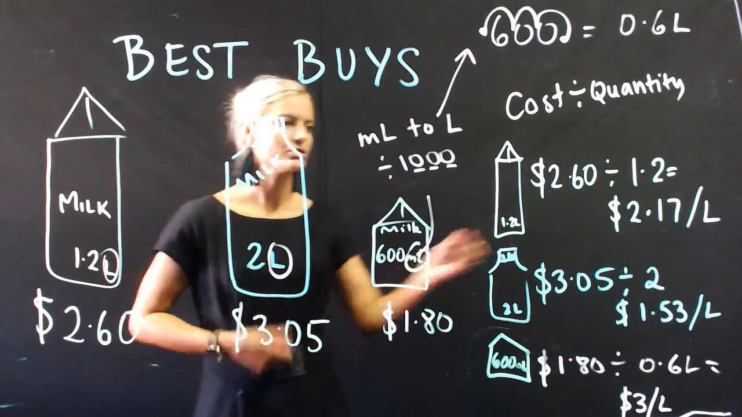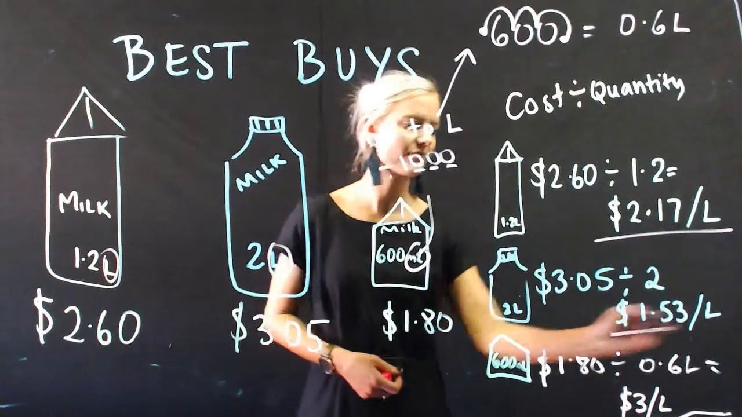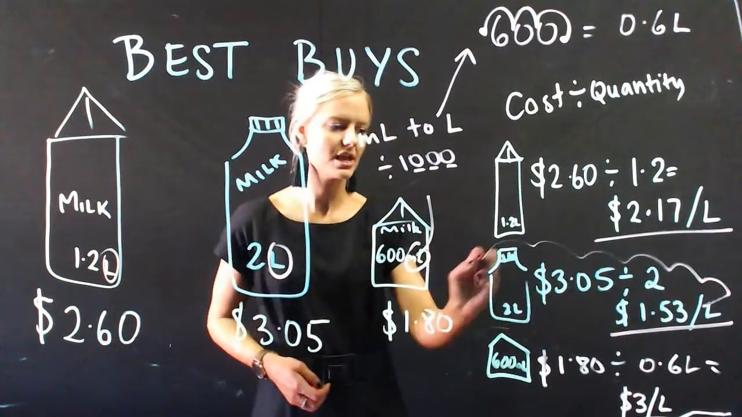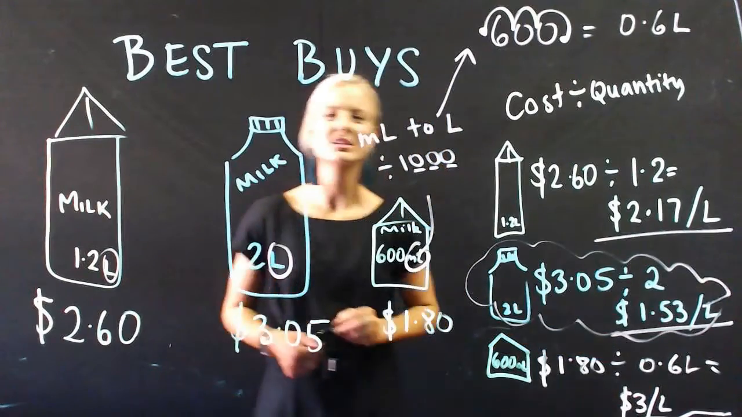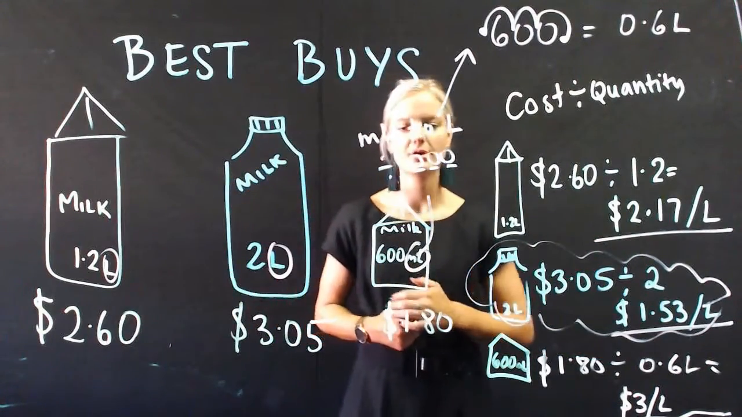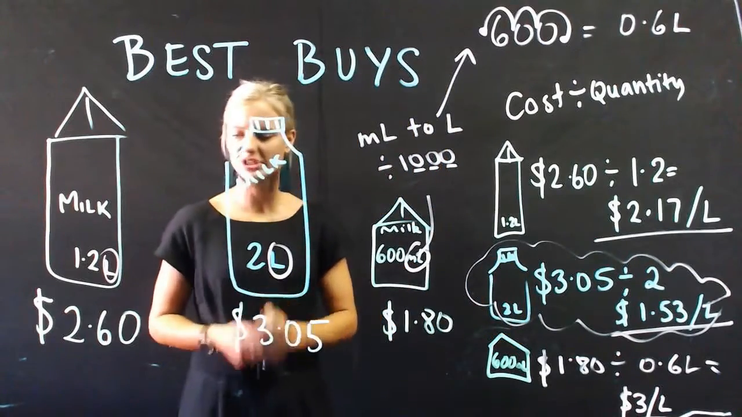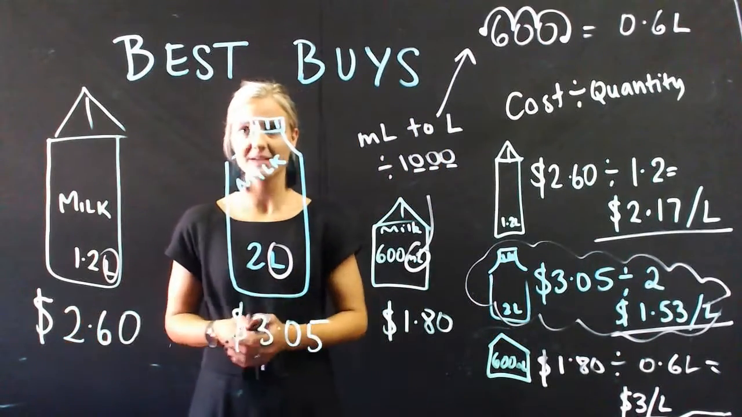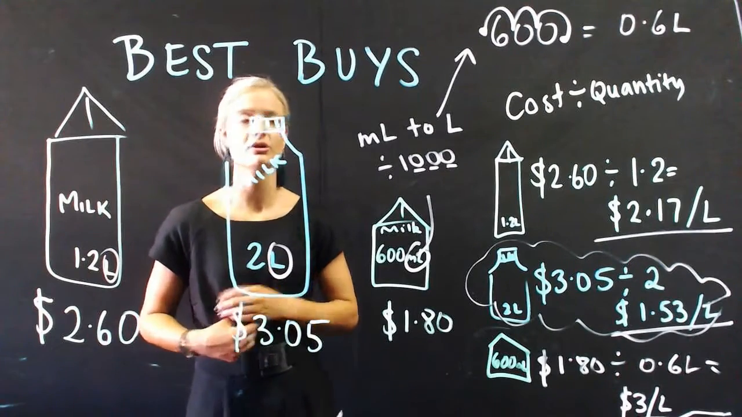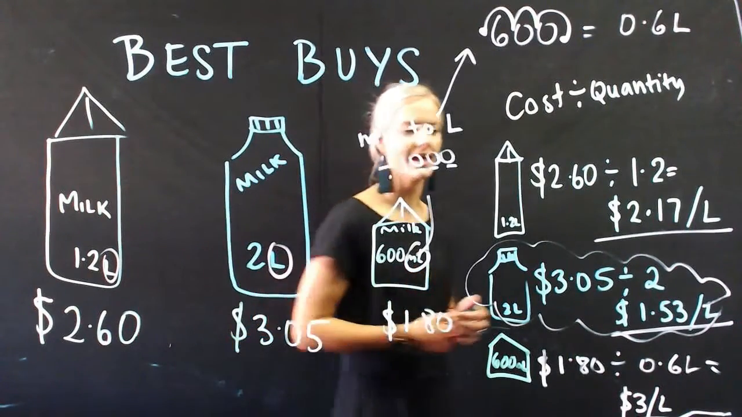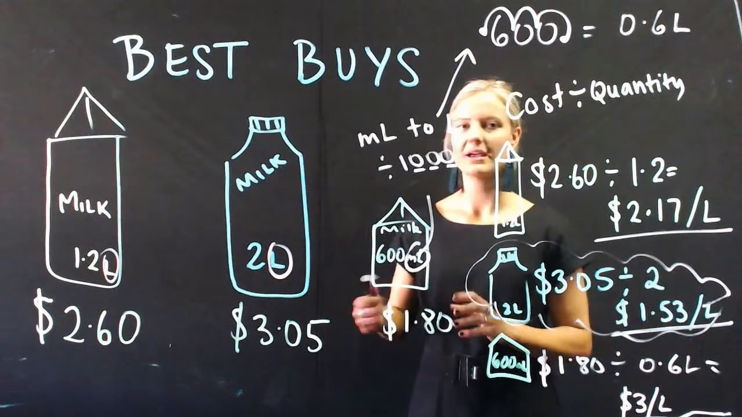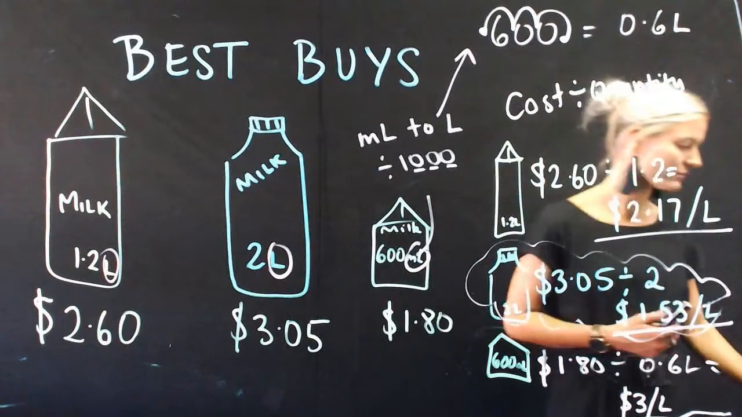So, $2.17 a litre, $1.53 a litre, or $3 per litre. I'm obviously going to choose this larger bottle because it is much cheaper per litre. Okay, I could even talk about how much cheaper per litre. I am paying more initially, but I'll get more out of it. I won't have to go to the grocery store in a few days' time to buy any more. So best buys, cost divided by quantity, allows me to find out per litre.